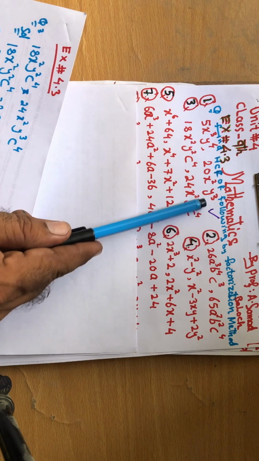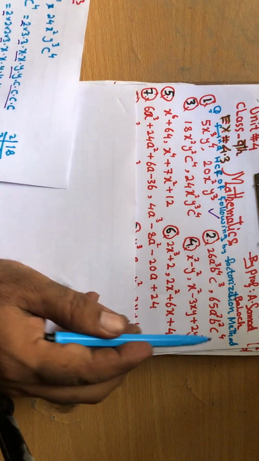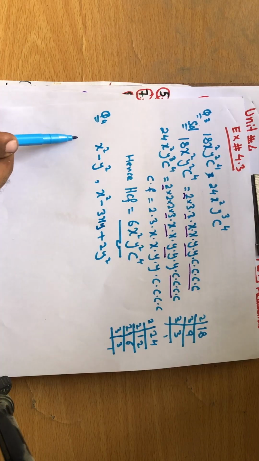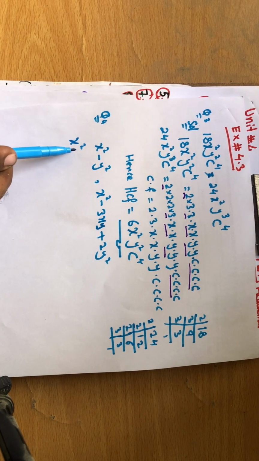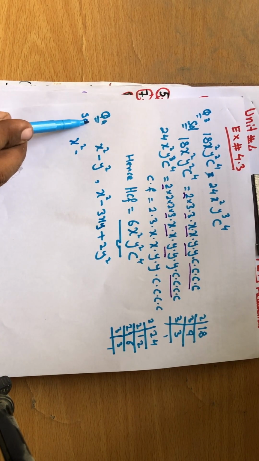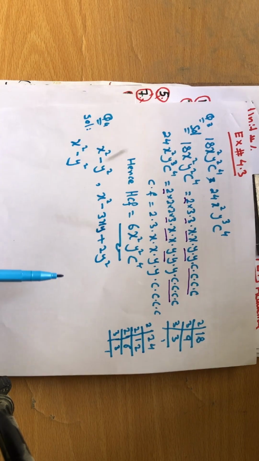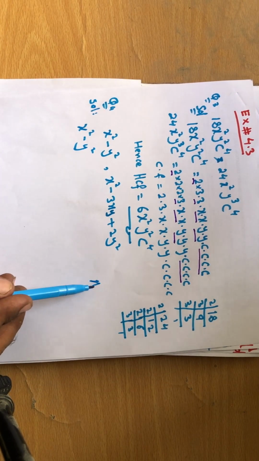Now we reached question number 4 of the same exercise. Here we are going to start question number 4, that is x square minus y square, x square minus 3xy plus 2y square. So x square minus y square, we know this is the formula of a square minus b square.